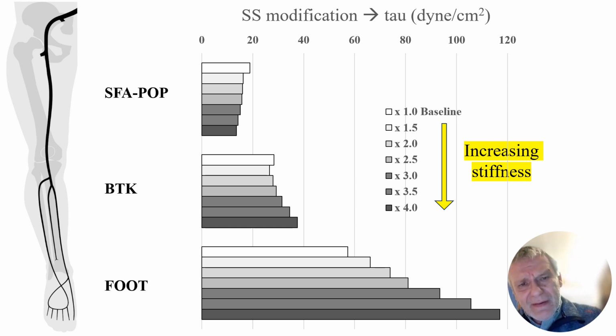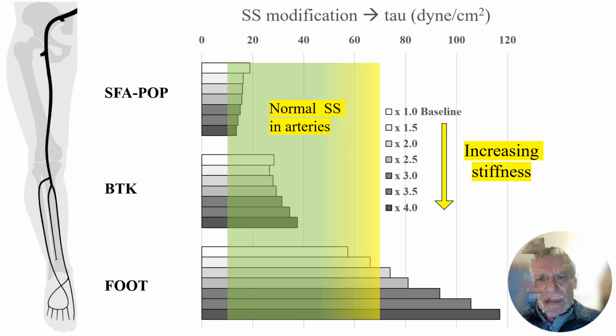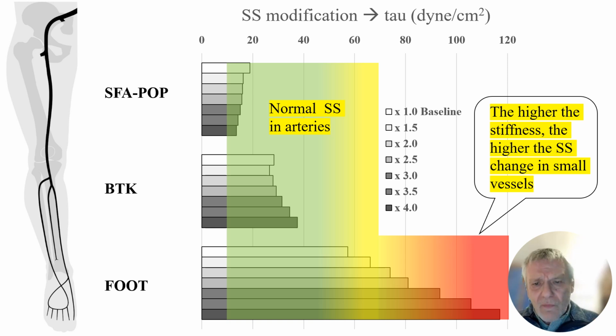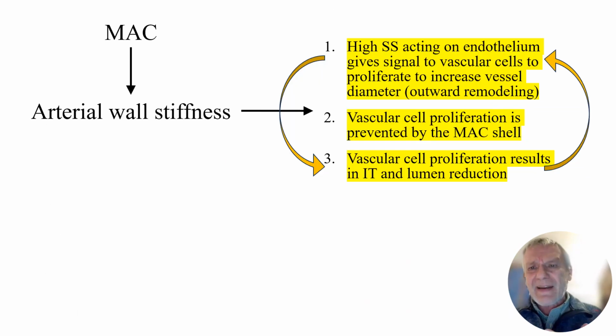These are these different levels of gray bars, and you can see that in SFA, in POP, and BTK, and in foot, we have a different behavior, because the normal shear stress is maintained in the big vessels, but in the small foot arteries, the higher the stiffness, the higher the shear stress change in small vessels. So a high shear stress acting on the endothelium gives a signal to vascular cells to proliferate, to increase vessel diameter, outward remodeling. Vascular cell proliferation is prevented by the media shell, so they are choked inside the vessels, and vascular cell proliferation results in intimal thickening and lumen reduction.